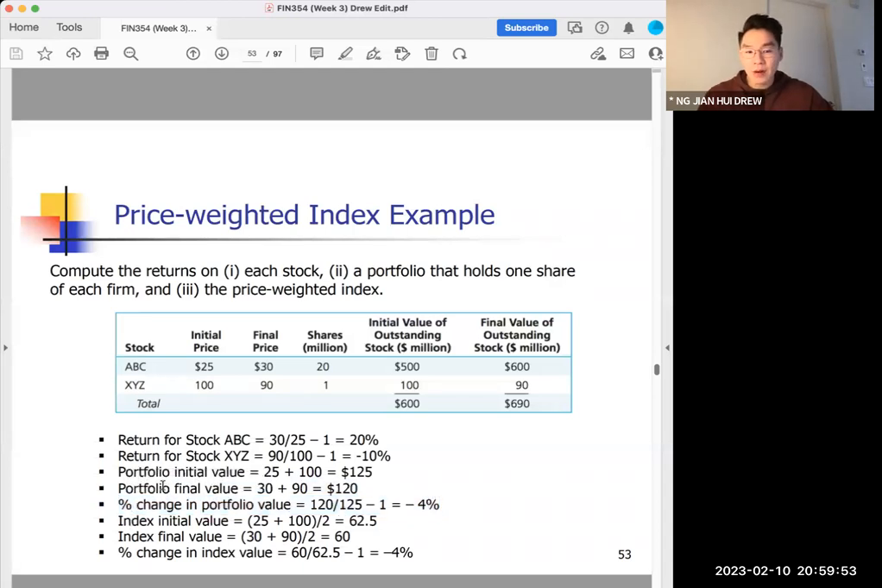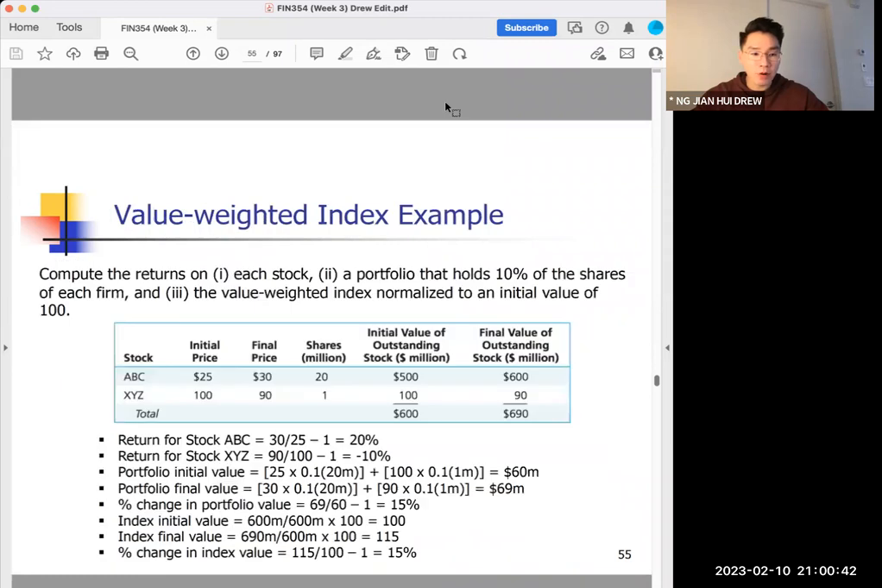All right. So now, what's more interesting is the price weighted index. For the price weighted index, we measure the initial price, all right, and the final price here, all right? And then after that, we calculate the change in the index value, right? So you just take the final divided by initial minus one, and you notice that your percentage change in index value and your change in portfolio value are the same thing. Any questions on this price weighted index? We're good.